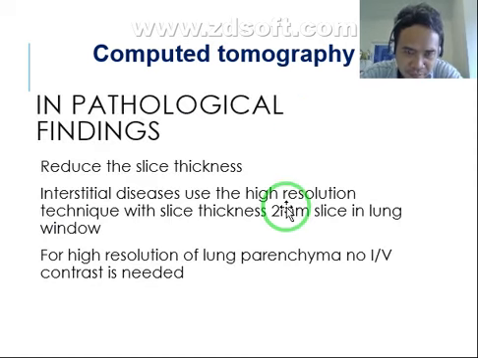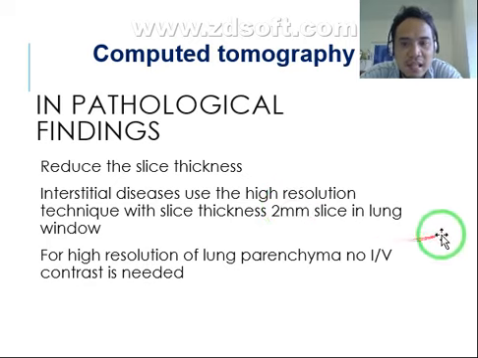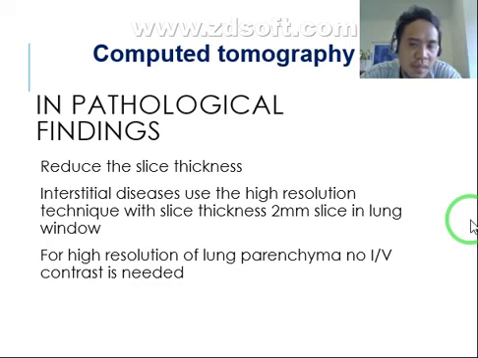So for pathologic findings, reduce the slice thickness, okay? Para mas makita nato itong mga smallest detail ug mutaas ang iyang spatial resolution. Interstitial diseases use the high resolution technique with a slice thickness of at least 2 mm in lung window. High resolution of lung parenchyma is needed, so no IV contrast is needed. Okay, so dito magamit ang contrast media kung parenchyma lang atong mga gina-roll out.